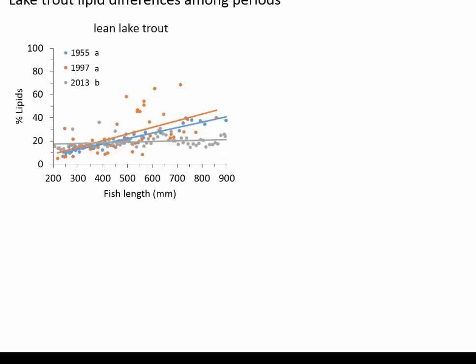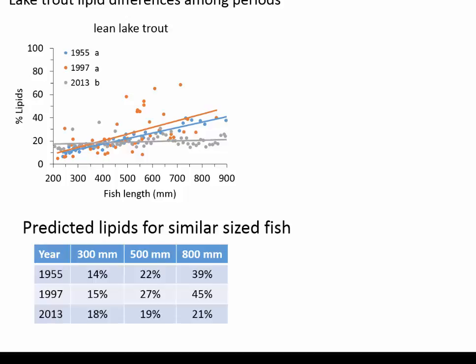So lean lake trout, the three time periods, 1955, 1997, and 2013. And again, a strong relationship every year with length, except for 2013. We don't see much of a change in lipid level with length for these lean lake trout. And if we look at those regression relationships and calculate the mean percent lipids, so we're controlling for length, for a 300 millimeter fish and a 500 millimeter fish, just to look at change in average condition over time, very little change. And maybe the striking thing is that 1997 values were higher than 1955 values. And this will contrast with Siskowitz, so that'll make a little bit more sense.